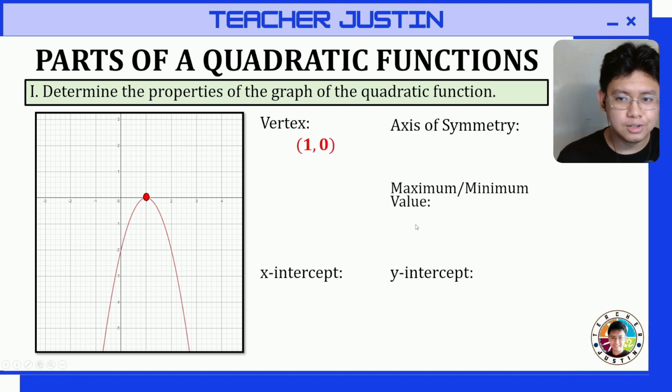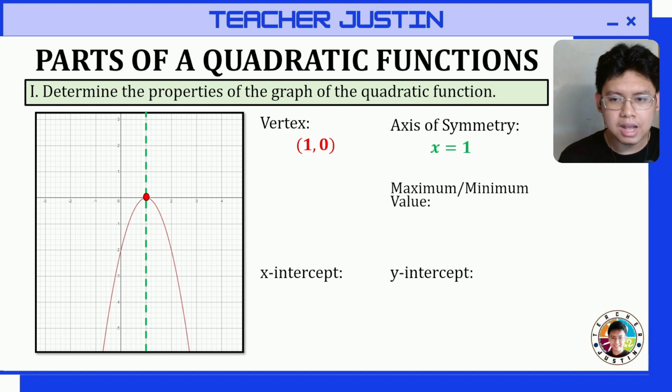Now, yung axis of symmetry naman, let's draw a vertical line na tatama dun sa ating vertex. So, yung formula ng ating axis of symmetry will be x is equal to the x-coordinate of our vertex. So, we will have x is equal to 1, kasi yun yung ating x-coordinate ng ating axis of symmetry.